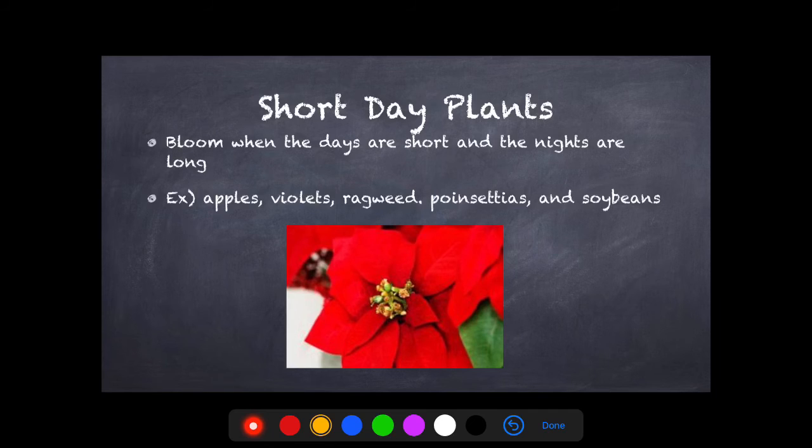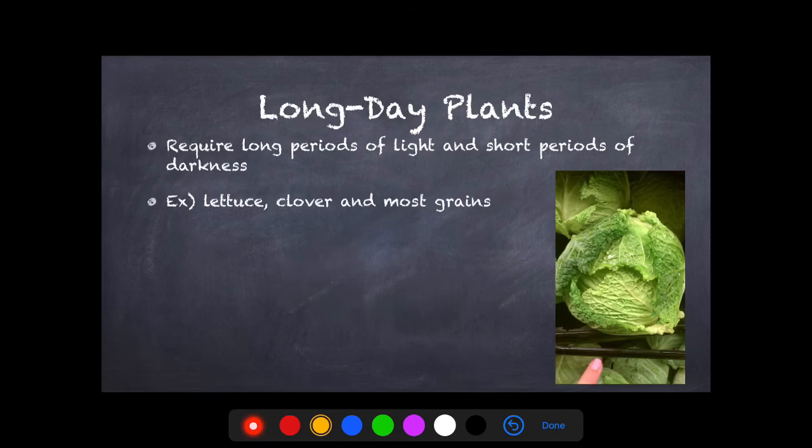So short day plants are like your apples, violets, ragweeds, poinsettias, and soybeans. They like to bloom when their days are shorter and their nights are longer. Okay, so short day plants, like it says in the name, they like shorter days and longer nights.